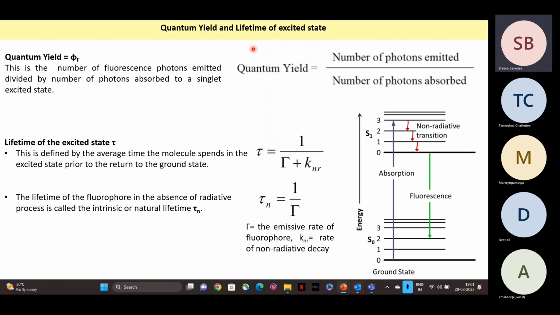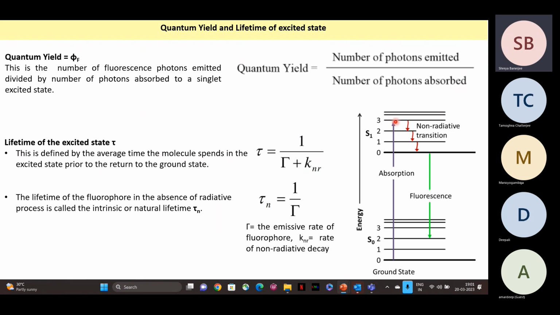There are certain terms that we need to learn in relation to fluorescence. One is called the quantum yield, represented by phi f. This is the ratio of the number of photons emitted to the number of photons absorbed. The number of photons absorbed is always higher, and so quantum yield is always less than 1. The second term is the lifetime of the excited state, tau. Tau is the average time that the molecule spends in the excited state before returning to the ground state.